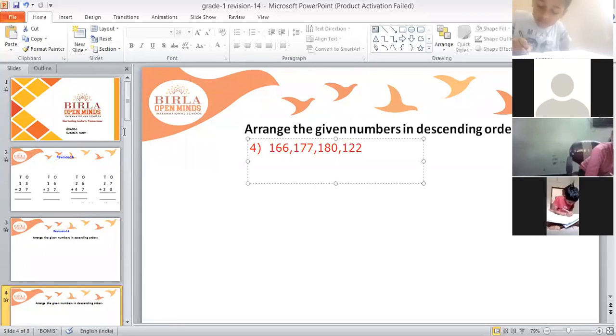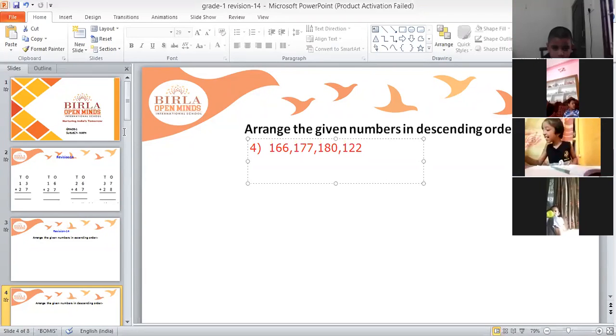Yes, children, note down the fourth bit: 166, 177, 180, 122. Now you have to arrange these numbers in descending order. Note down these questions, Sai Joshit. Next is your turn. Write down the question fast.